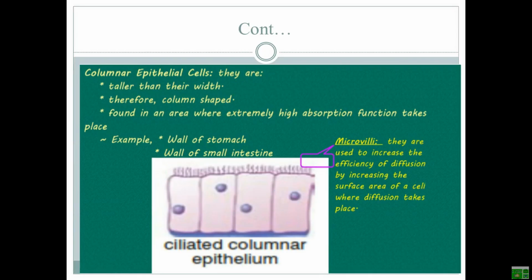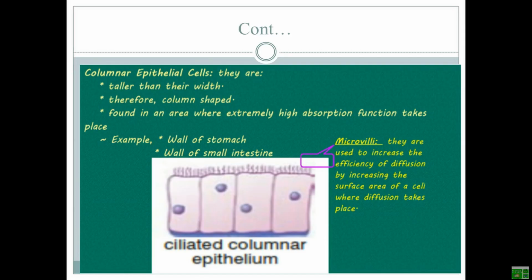And the third morphology of epithelial cells is columnar. They are taller than their width, and they are column shaped, hence the name columnar epithelial cells. They are found in areas where extremely high absorption takes place. For example, they are found on the wall of the stomach and on the wall of the small intestine. The maximum absorption of food, metabolic end products or digestion products takes place in those two body parts, the stomach and the small intestine wall, due to the columnar epithelial cell structure known as microvilli.